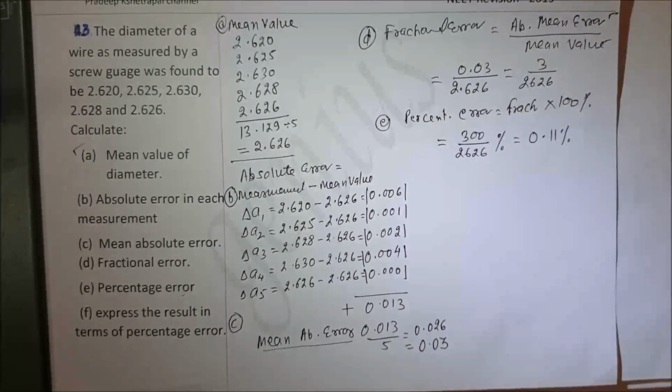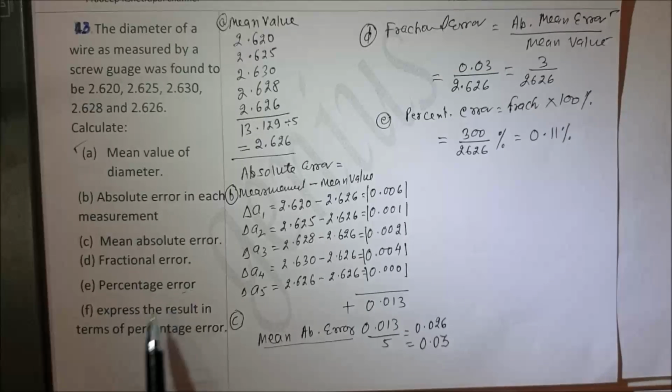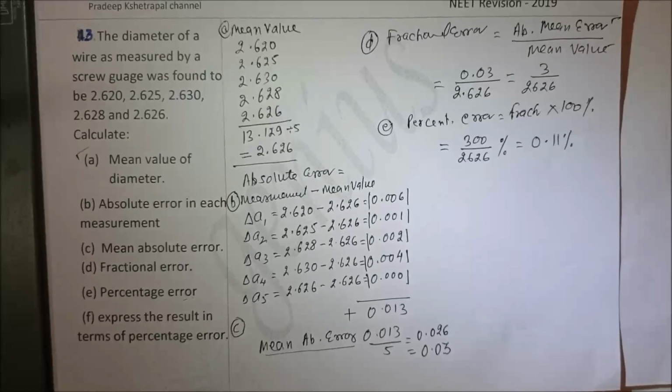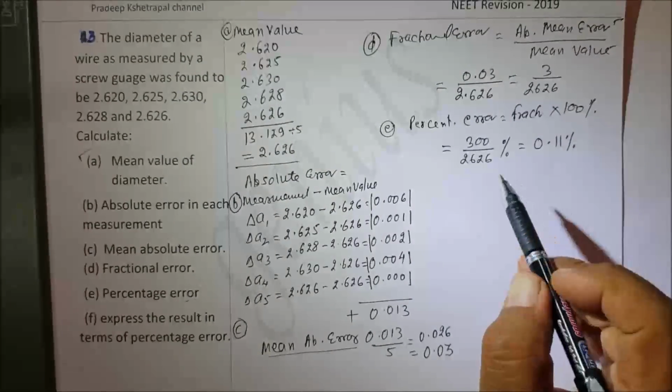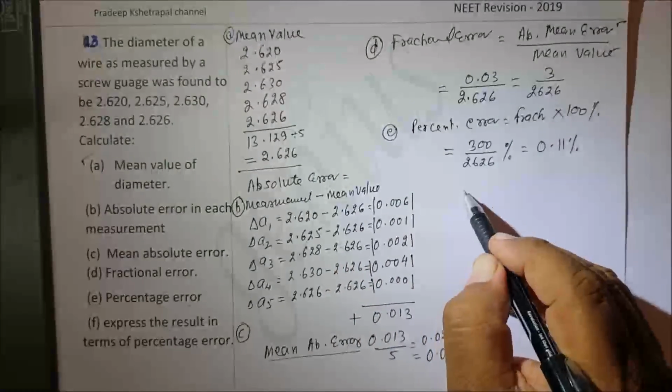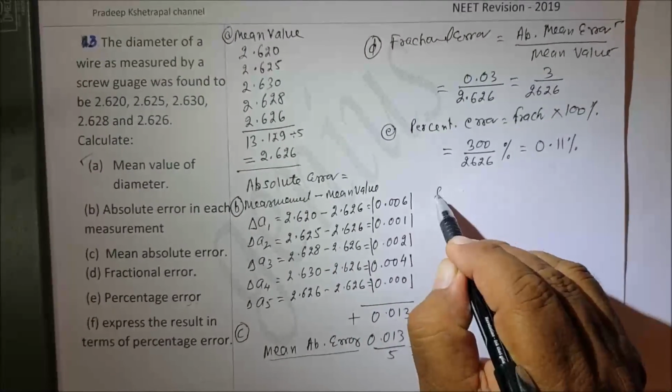0.11%. That is percentage error. And now we have to express the result in terms of percentage error. What is our result? Here is our result.